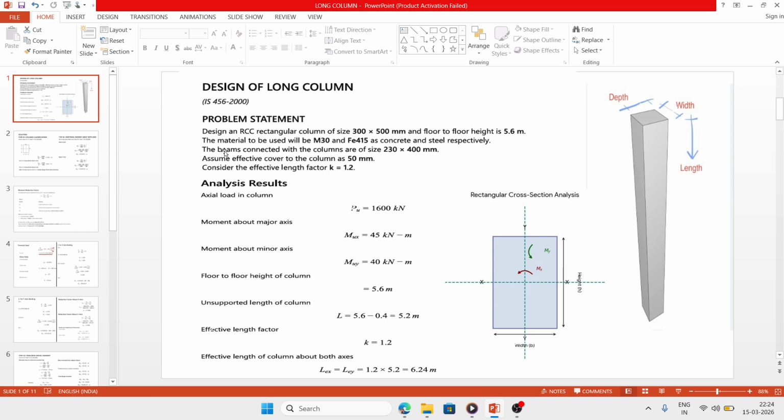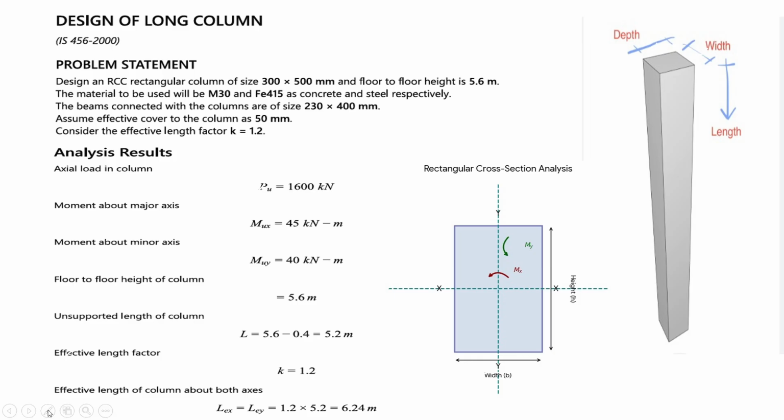The beam is connected to the column. The dimension of the beam is 300 cross 400 mm. The effective cover of the column is given as 50 mm, and consider the effective length factor k is equal to 1.2.